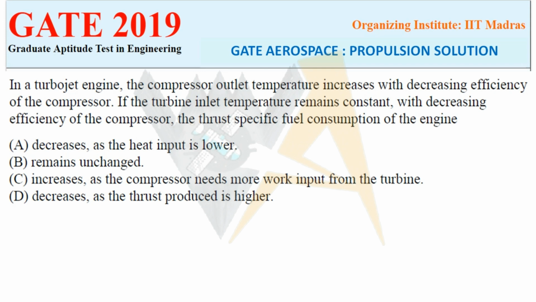Next question. In a turbojet engine, the compressor outlet temperature increases with a decreasing efficiency of the compressor. If the turbine inlet temperature remains constant with a decrease in the efficiency of the compressor, what will happen to the thrust specific fuel consumption of the engine? The four options: A. Decreases as the heat input is low. B. Remains unchanged. C. Increases as the compressor needs more work input from the turbine. D. Decreases as the thrust produced is high.